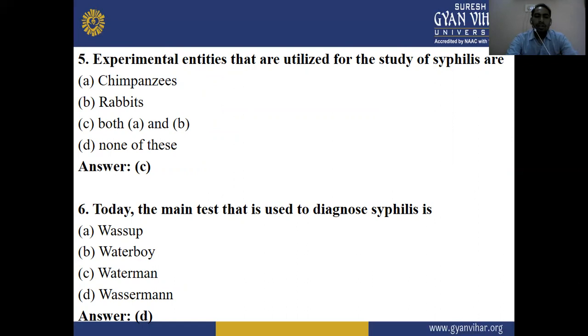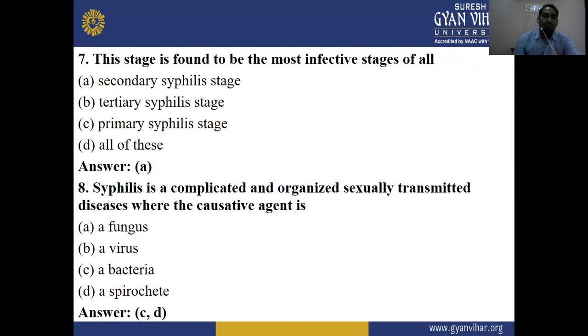Next question. Which is the main test that is used to diagnose syphilis? Option A, washup. Option B, water body. Option C, waterman. Option D, Wasserman. The right answer is D. The Wasserman test is used for the diagnosis of syphilis.